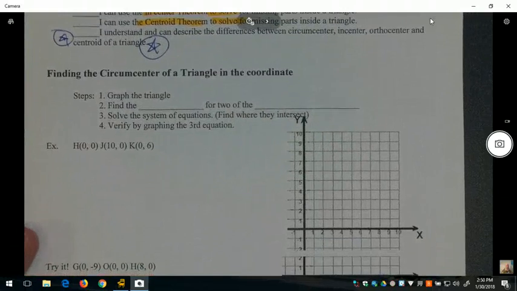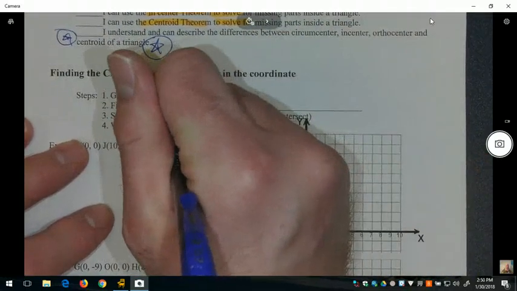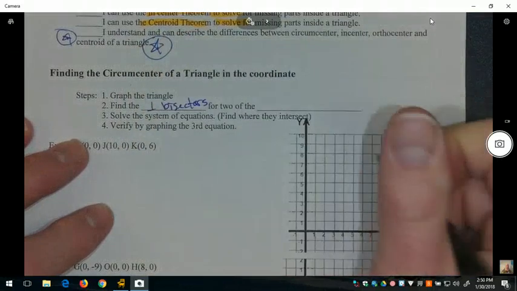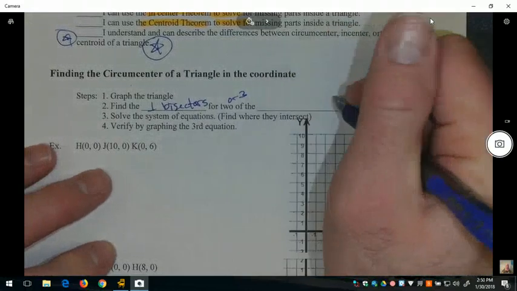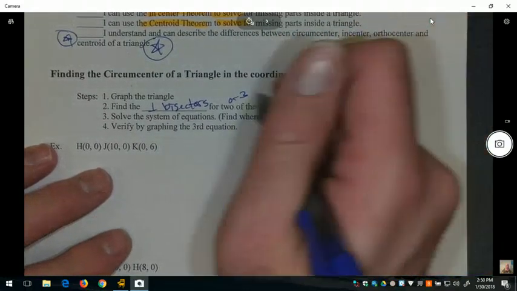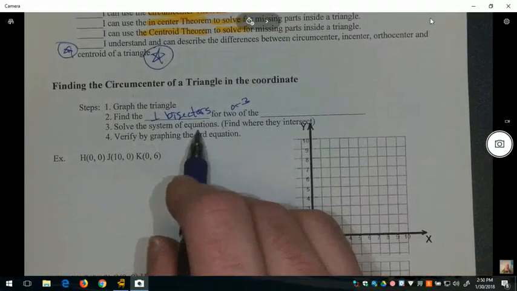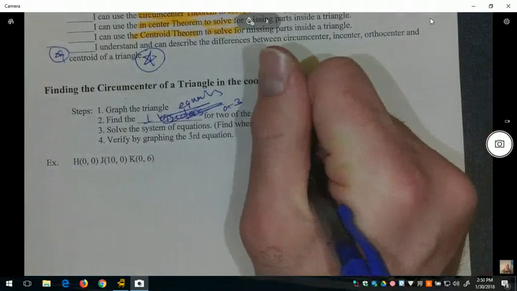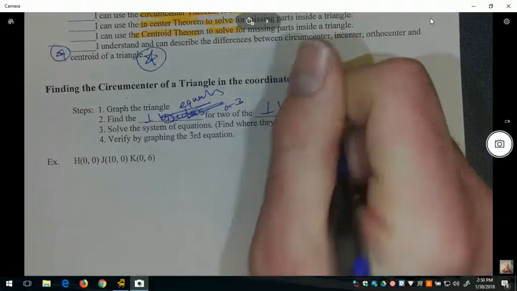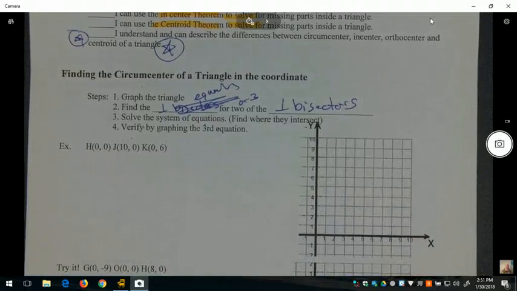Finding the circumcenter of a triangle, we're going to graph the triangle, so we plot the points. We're going to find what the circumcenter is made of. You should know this: perpendicular bisectors for two of the three, you could do it for all three. Actually, it's probably finding the equation. Find the equation for two of the perpendicular bisectors, solve the system of equations, find where they intersect, and verify by graphing the third equation.